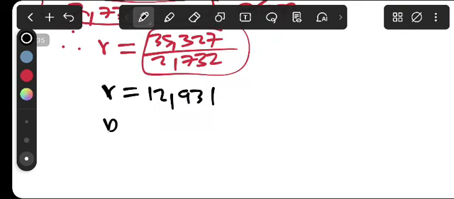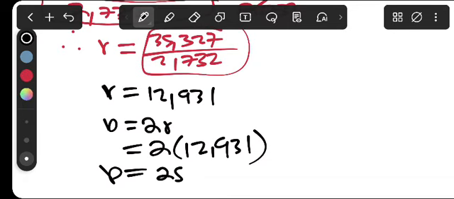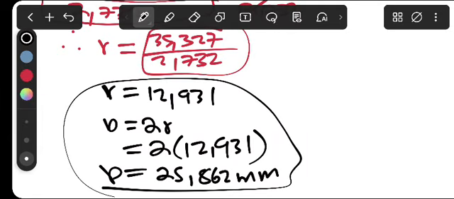We said the aim, they said we should calculate the diameter. We know that the diameter is 2 multiplied by R, the radius. So we'll have 2 times 12.931. Then what is our diameter? It will be 25.862. This must be in millimeters, so this is how it goes.